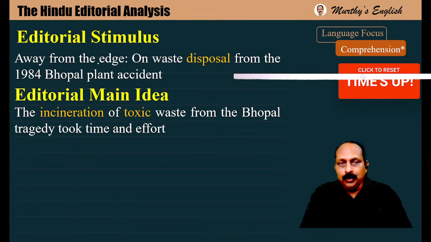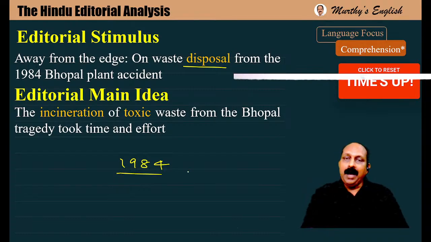Now let us go to editorial stimulus. I told you guys yesterday also, this color indicates vocab. This indicates pure yellow indicates grammar. Now, what is this editorial about? It is about, I don't know how many of you know this, perhaps many of you not born that time. Way back in 1984, there was a catastrophic event.